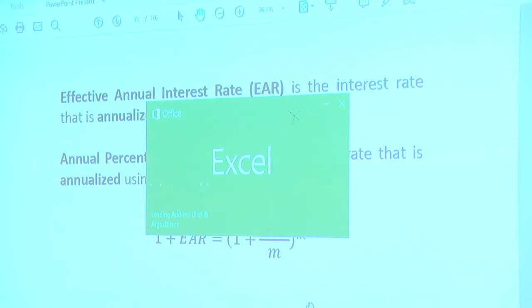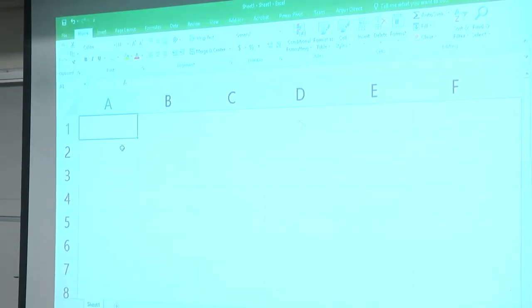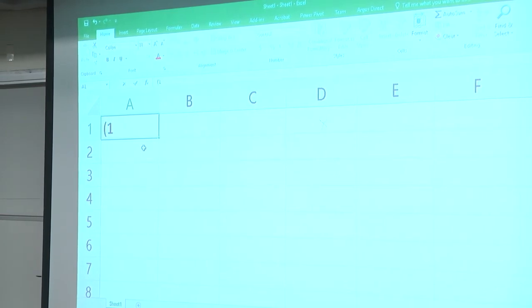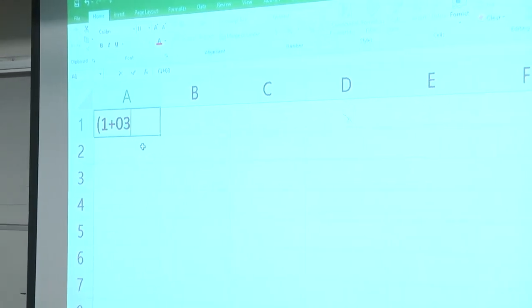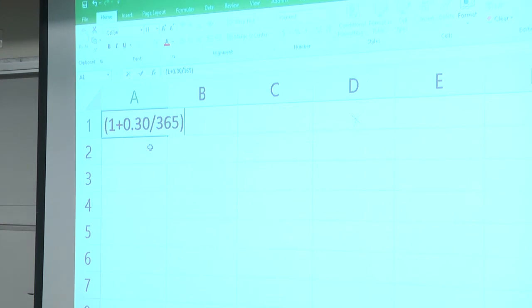Fire it up. Okay, so let's use 30% as your APR interest rate on your credit card. By compounding every day instead of every year, let's see how much that grows to. Okay, so 1 plus... Okay, we have the minus 1. Oh, sorry, equal sign, yes.